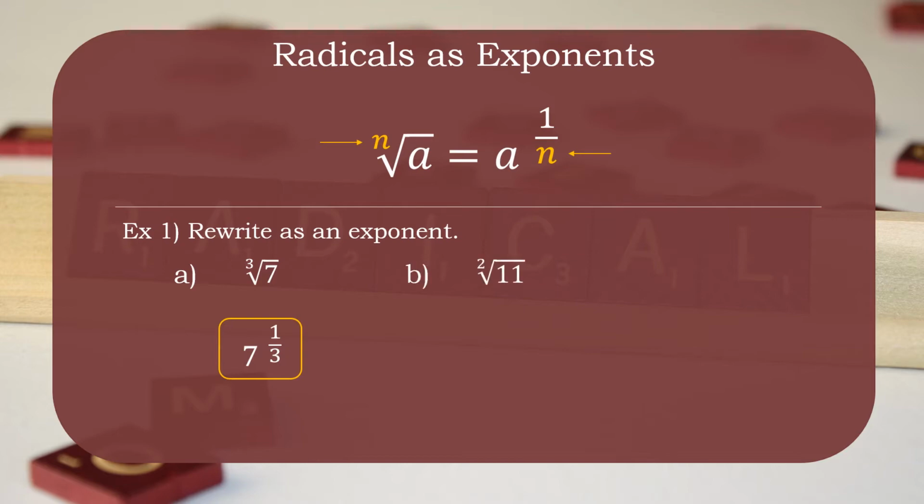For b, we have the square root of 11. Notice 11 is your radicand. That will now become your base. Your index of 2 will now become the denominator in the fraction. So your result is 11 raised to the power of 1/2. For c, we have negative square root 23. The result will be negative 23 raised to the power of 1/2.